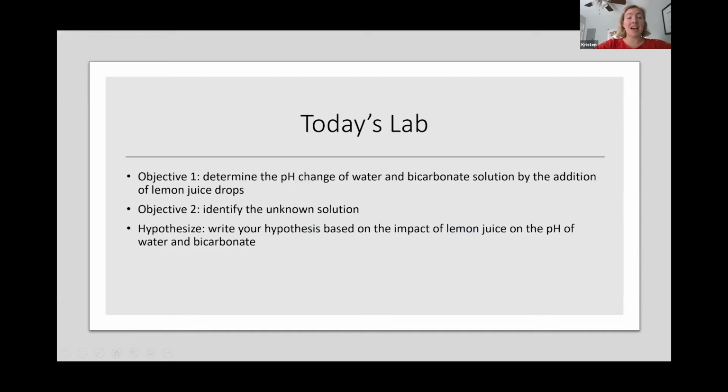Okay, and so in this lab, we have two objectives. The first being to determine the pH change of water and a bicarbonate solution through the addition of drops of lemon juice. So they're formulating their hypothesis based on how they think lemon juice is going to impact the pH of water and bicarbonate. And then the second one, which is a little bit more of a fun experiment, is identifying an unknown solution.